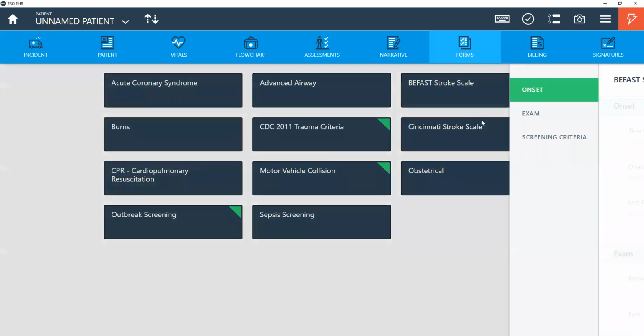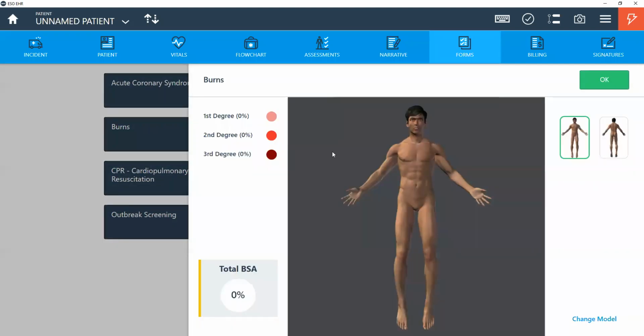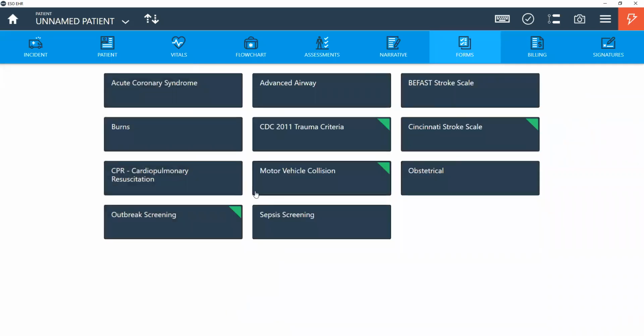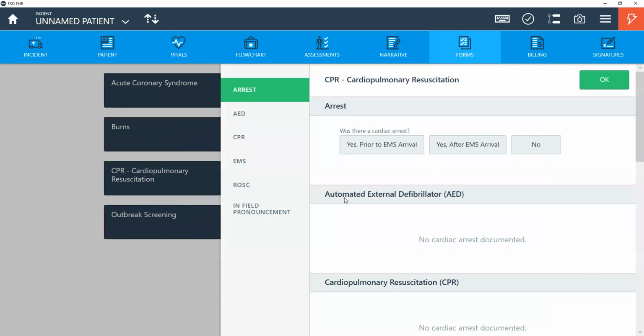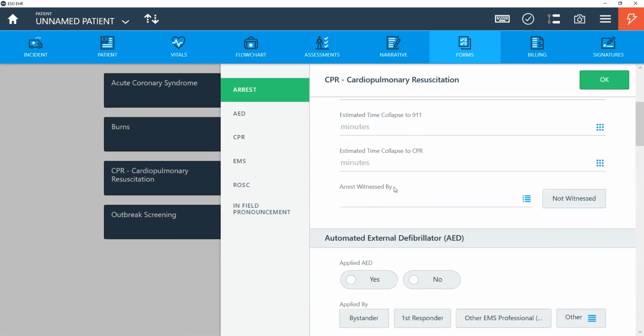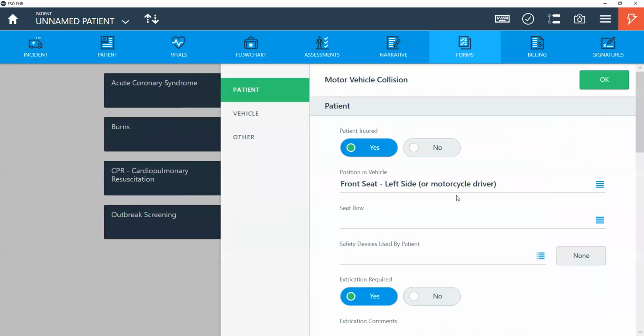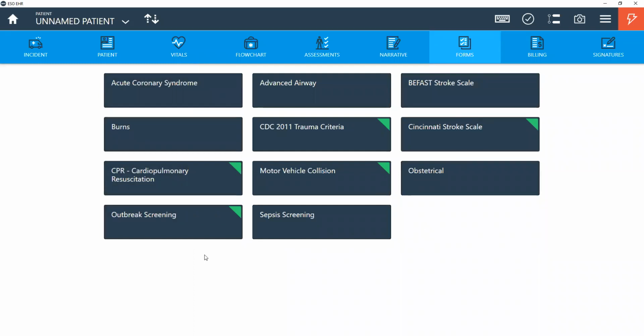We also have the same for the BFAST stroke scale. We have a burns form that you can use to figure out your body surface area of burns. A CPR form if we have somebody that was in cardiac arrest or currently is in cardiac arrest. And notice that the form expands in size as you answer questions. We have a motor vehicle collision form. So this talks more about the mechanism of injury, the damage to the vehicle, and where we found the damage on the vehicle. Outbreak screening.